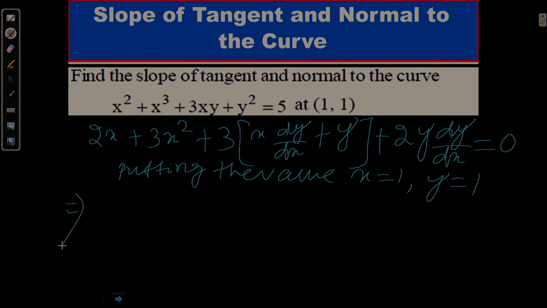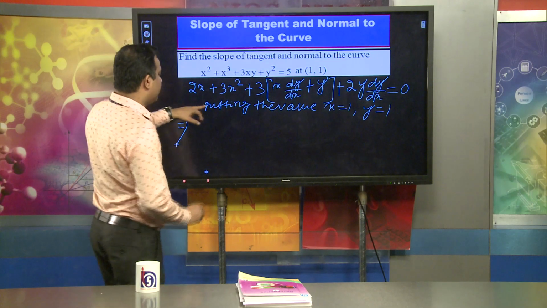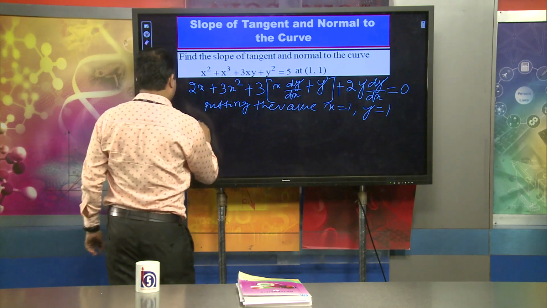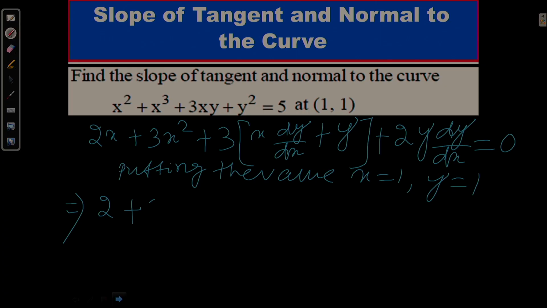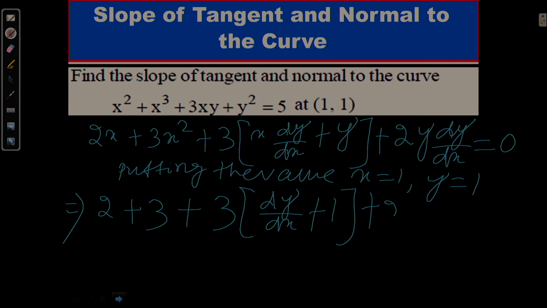You will find that it is 2, I can write 2 into 1, because the value of x is 1. That means 2 plus 3 into dy by dx, because the value of x is 1. So, I can write dy by dx plus y equal to 1, which is plus 2 dy by dx, which is equal to 0.